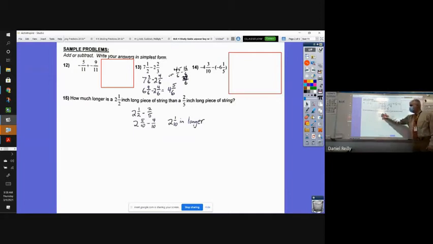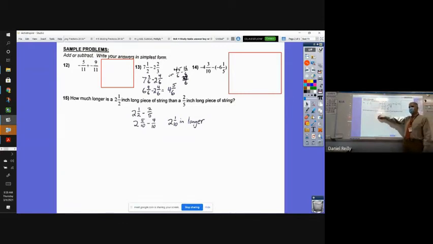Number 15. Real world problem. How much longer is a 2.5 inch long piece of string than a 2/5 inch long piece of string? How much longer, how much bigger, how many fewer, how many more? All those questions are asking you for the difference between the two numbers. Those are subtraction questions. How much bigger, how much more, how much less, how much longer, how much shorter between two problems. Those are all subtractions.